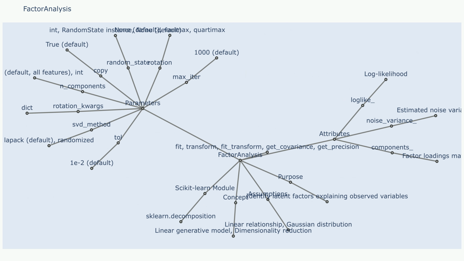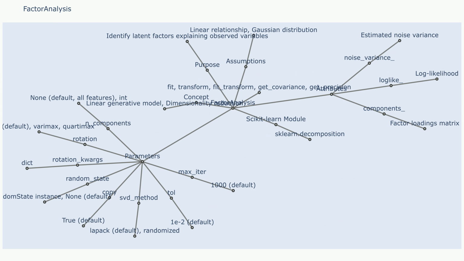Understanding the concepts. 1. Observed variables. These are the variables you directly measure in your dataset. 2. Latent variables, or factors. These are the unobserved variables that are hypothesized to influence the observed variables. 3. Factor loadings. These represent the strength and direction of the relationship between each observed variable and each factor. A high loading indicates a strong relationship between the variable and the factor.